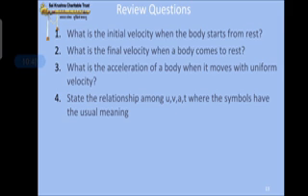What is the acceleration of a body when it moves with uniform velocity? And fourth question is, state the relationship among u, v, a and t where the symbols have the usual meaning. So you have to write the formula which relates all these symbols. So you have to answer it and then look at the answers.